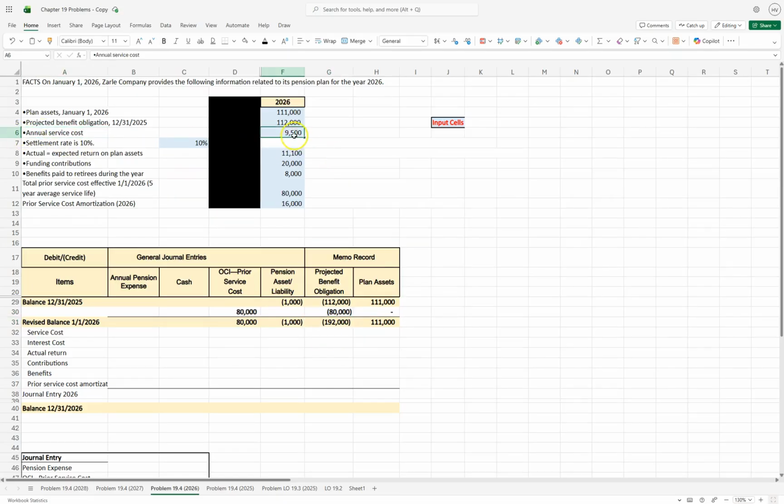Let's go to our annual service cost, which is $9,500. And if you recall, the annual service cost is just the additional cost incurred every year that's going to increase our liability that we owe to our employees when they retire. And it makes sense that it increases because it means that the employees have earned another year of service for retirement purposes. So here, for service costs, we're going to debit the pension expense and credit projected benefit obligation.